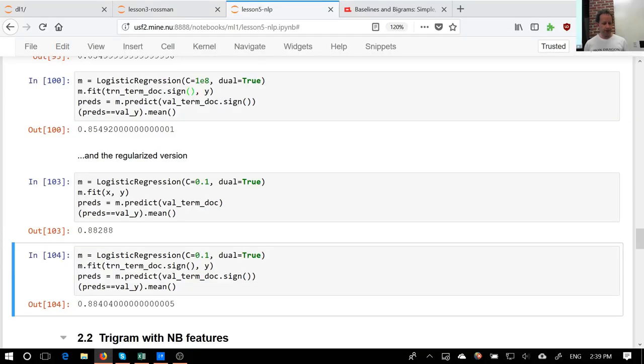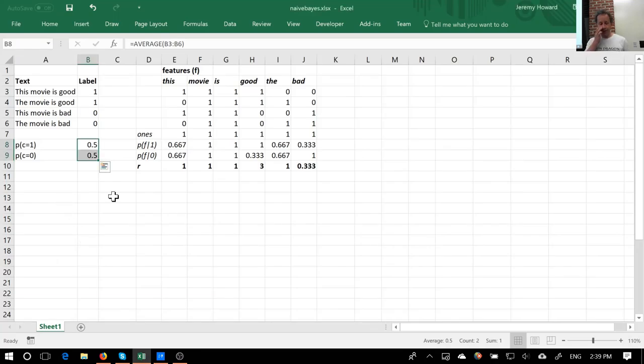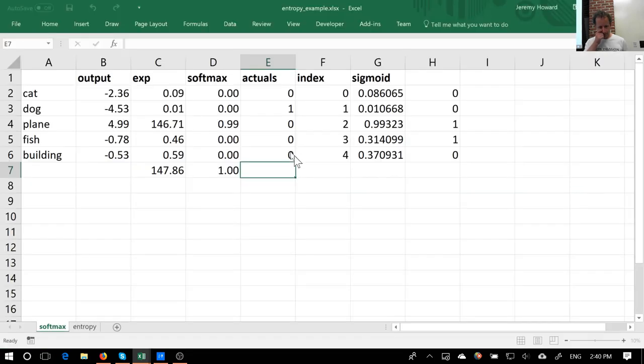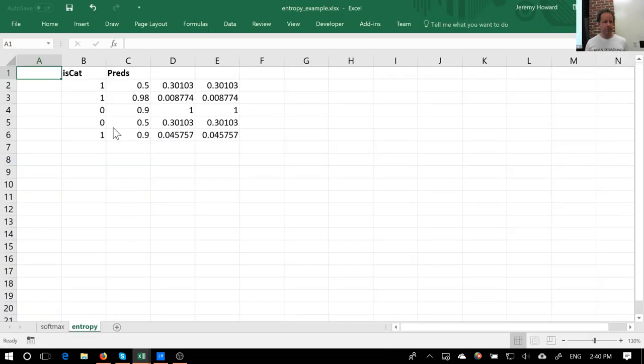Cross entropy, on the other hand, is just another loss function like root mean squared error, but it's specifically designed for classification. Here's an example of binary cross entropy. Let's say this is our is it a cat or a dog, so is cat one or a zero? So cat, cat, dog, dog, cat. And these are our predictions, the output of the final layer of our neural net or our logistic regression or whatever.